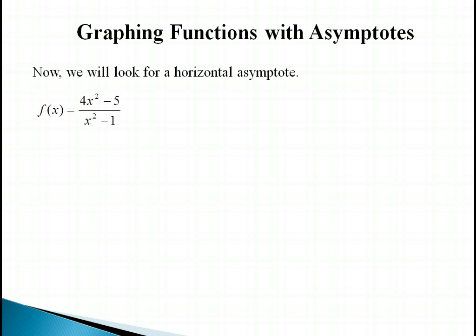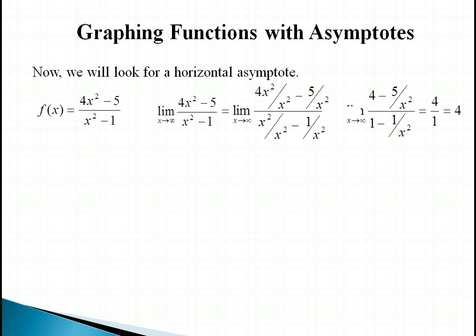Now let's look for our horizontal asymptote, and we can do that algebraically. We're going to take the limit of the function as x approaches infinity. To do it algebraically, you're going to divide everything by x squared. I always divide it by the variable with the highest degree. That way it'll clear out a lot of numbers for you. So we're dividing each term by x squared. We end up with 4 minus 5 over x squared over 1 minus 1 over x squared.